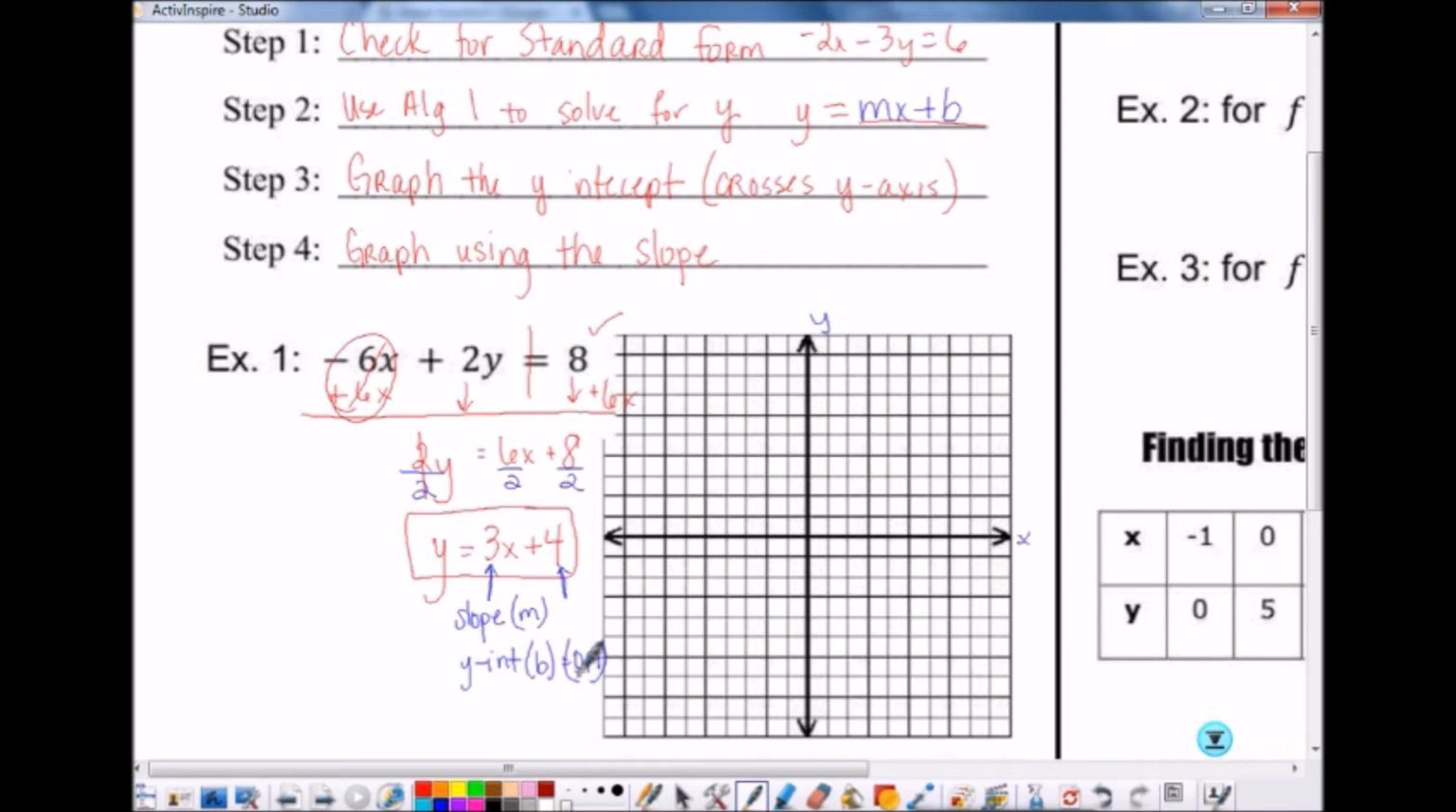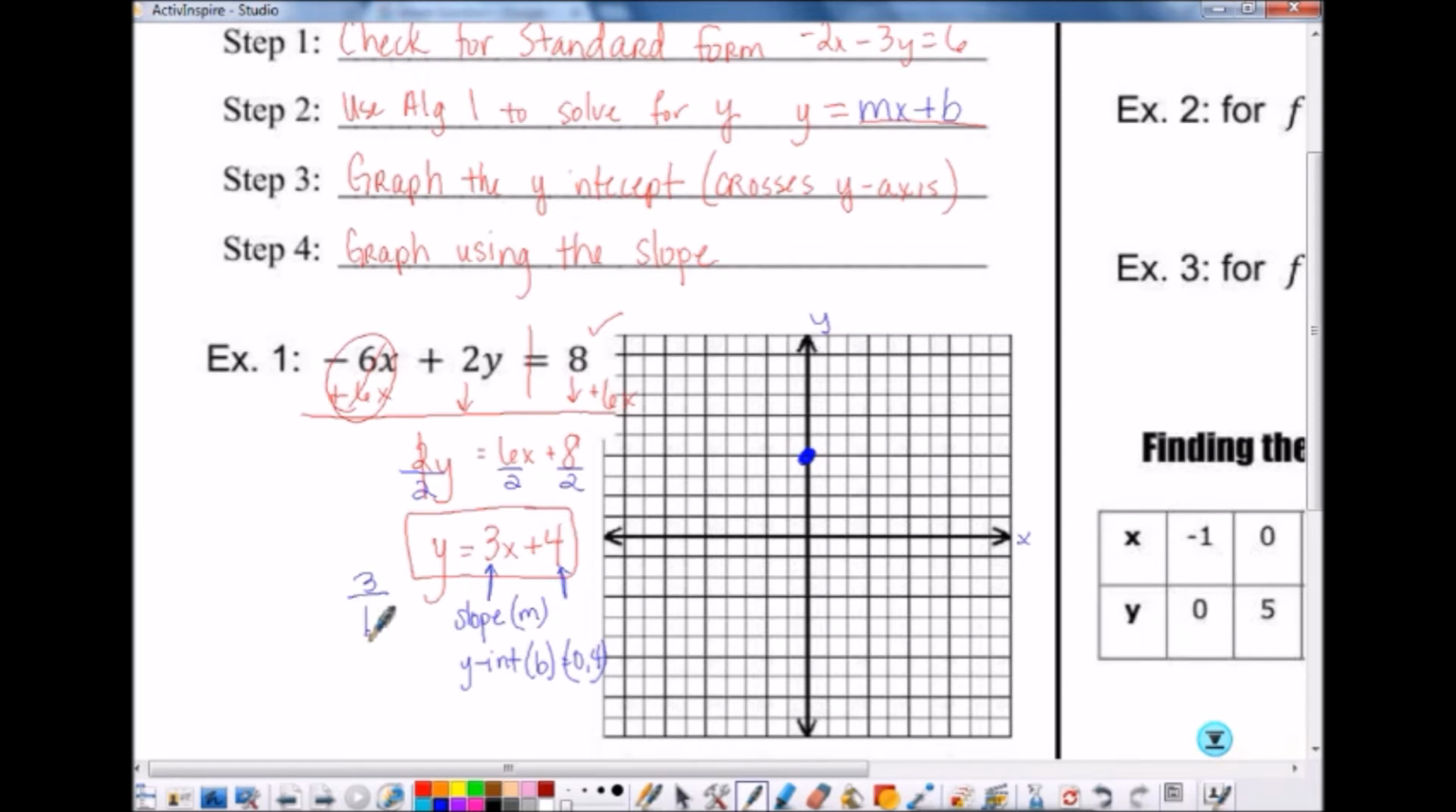Since I'm at 0, 4, I'm going to go up 4 lines. 1, 2, 3, 4, and put my first dot. I'm done with step 3. Now with step 4, I'm going to use the slope and I'm going to count. Now 3 is not a fraction, but how can you make 3 into a fraction? That's right, it could be 3 over 1.